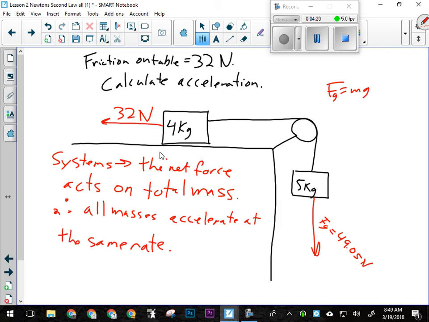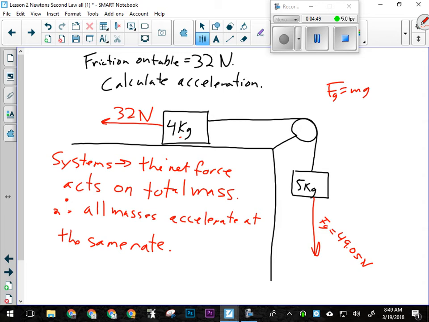They all accelerate at the same rate, but do they all accelerate in the same direction? Not always. Sometimes they do, but in this situation they most certainly don't. The 4-kilogram mass is going to move to the right, and the 5-kilogram mass is going to move downwards. So a tricky way to ask this question wouldn't be to calculate the acceleration of the system. It would be to calculate the acceleration of this mass.